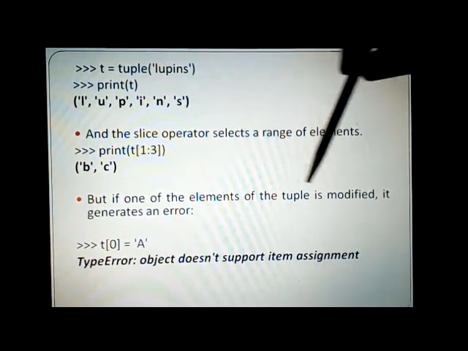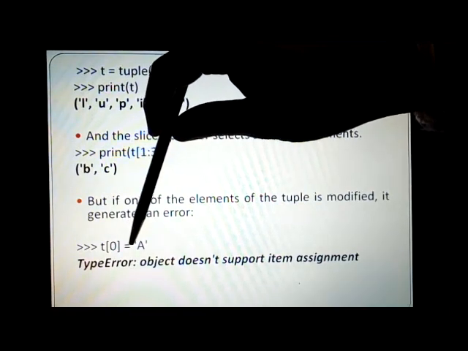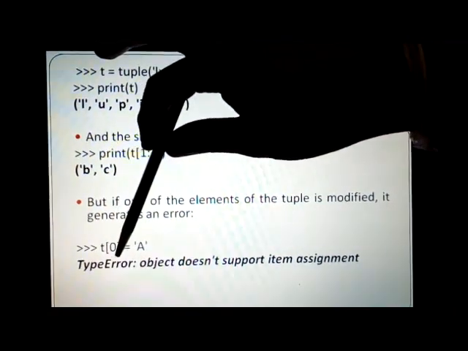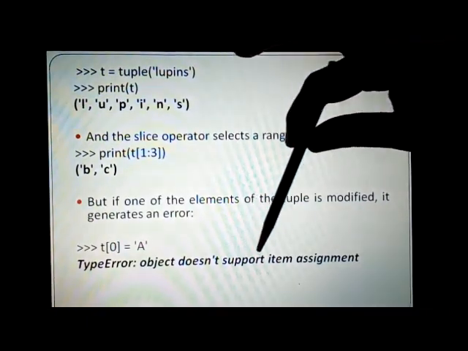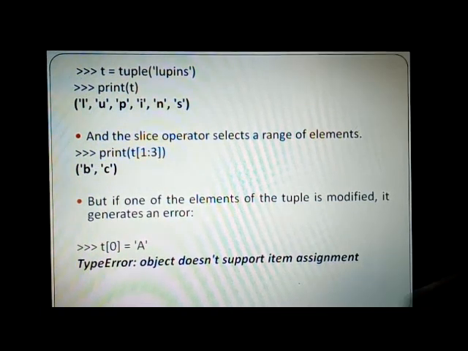But if one of the elements of the tuple is modified, that is, if I try to change it, now you know that it is immutable. If I say t of 0 equals a, then it will not allow me, because the object does not support item assignment. That would be a type error.